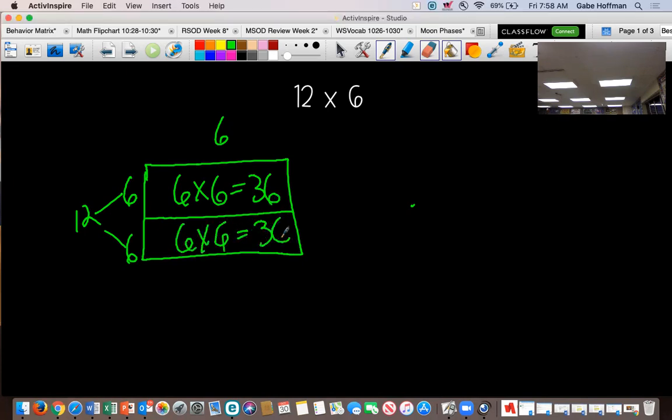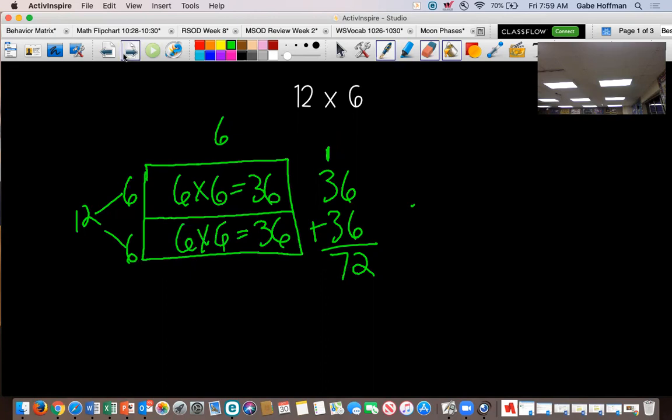Equals 36. And then I'm going to take those two and add them together to get my product. So I'm going to do 36 plus 36 and add those together. So I have 6 plus 6 is 12. My 2 ones go on the bottom. My 10 goes on the top. And I have 72. Just like I did it before when I split the 12 into 10 and 2, this time I split it into 6 and 6. And that equals 36 plus 36. And I get 72. All right, so that's one example.